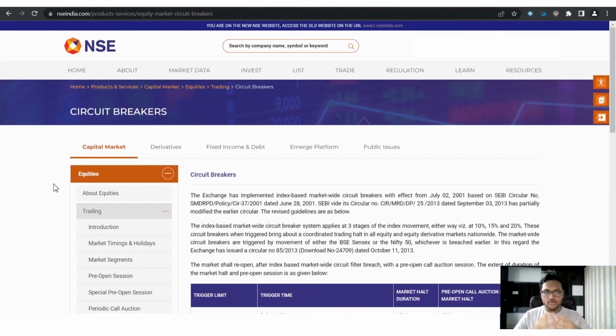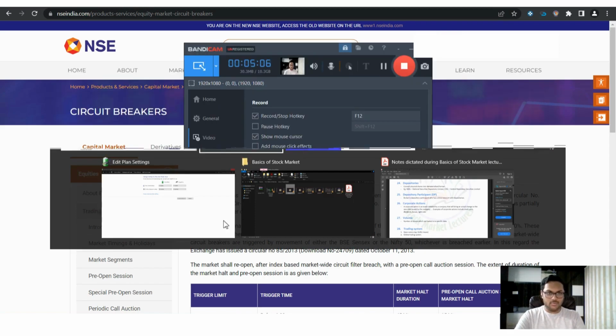Now, like I explained to you, the concept of circuit filter for a particular share or a particular stock of a company, there is the same concept for the entire market. I have already discussed index with you, right? About Nifty, about Sensex. So what if, for the entire market, the price increases by a very high amount, or the price falls by a very large amount?